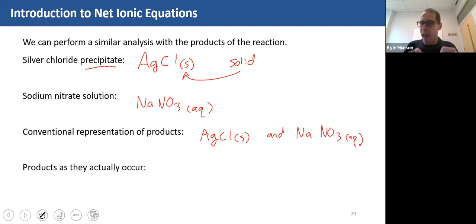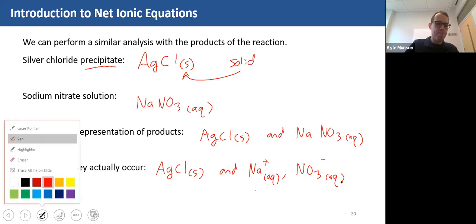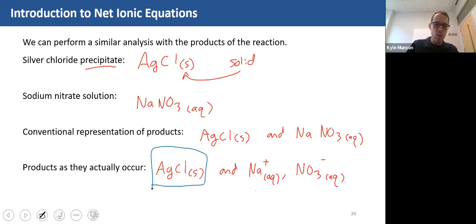The products as they actually occur is going to be silver chloride and sodium ion, and then nitrate, excuse me, I said nitrite, it's nitrate. I don't know why that's acting up. I want to write an AQ there, ions. Okay, now notice I didn't break up the silver chloride here, and that's because it is a solid, and that means it's not dissolved in solution.